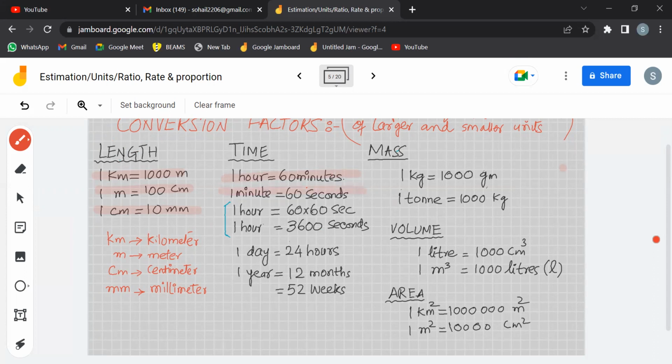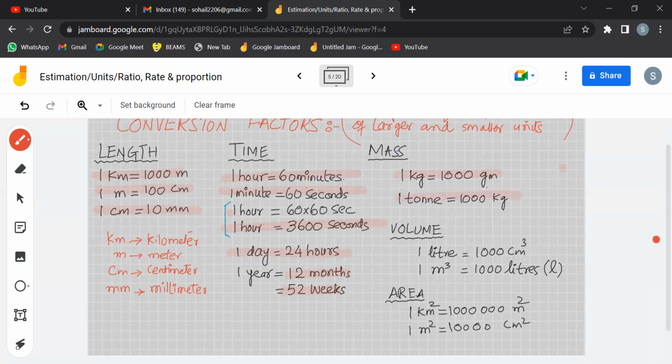We know 1 hour, so from hour to seconds directly. As we have 60 and 60, so 60 multiplied by 60 is 3600. So directly you can jump from hours to seconds. 1 day is equal to 24 hours, and 1 year is equal to 12 months and 52 weeks. For the mass, 1 kilogram is equal to 1000 grams. 1 ton is equal to 1000 kg.